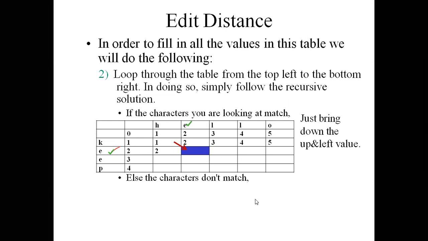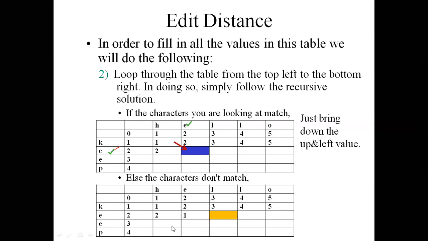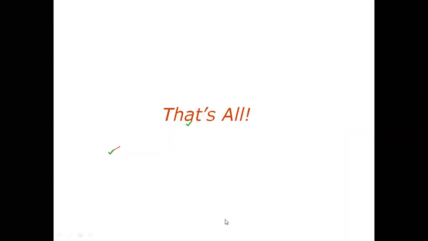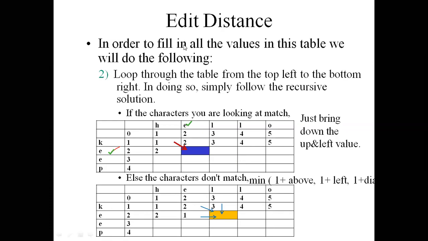Else, the characters don't match. Another case: if the characters are not matched, for example, in this yellow color cell, we have E row and L column. In that case, simply take the minimum value of 3, 2, 1 and add 1. That is 1 plus 1. You will get 2 here in the yellow color cell. So we take the minimum of 1 plus above, 1 plus left, 1 plus diagonal. In this way you can fill up the table and find the edit distance.